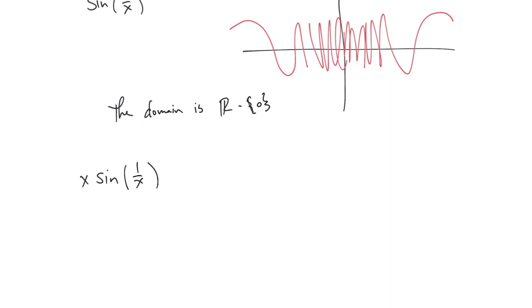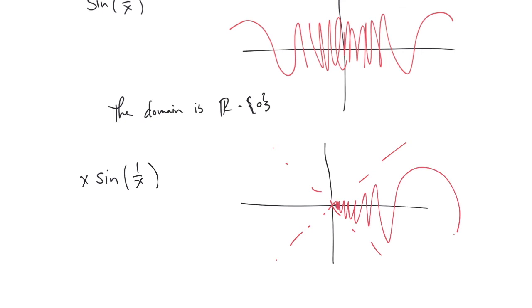This: x times sine of 1 over x. This is the other picture that I drew last time, which I like the graph of. It looks the same, only it kind of is stuck between this sort of X pattern. So it looks like that. And on the other side also, it looks like that, right?